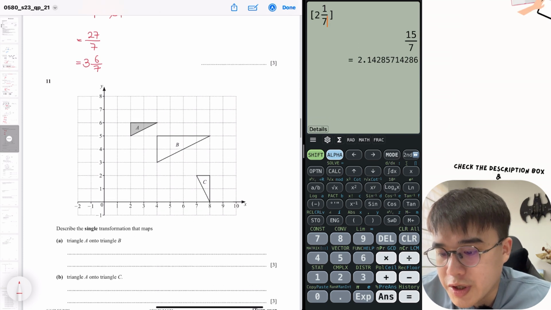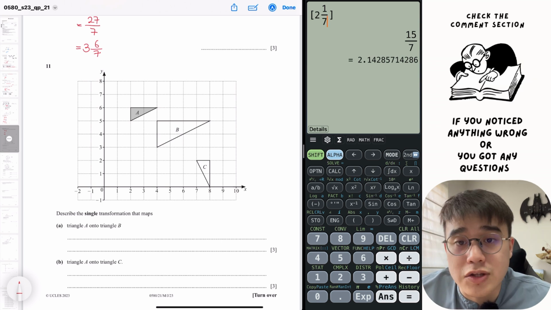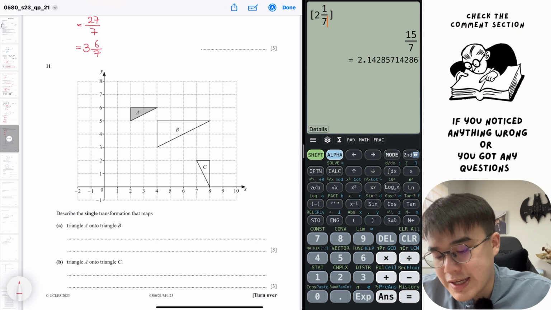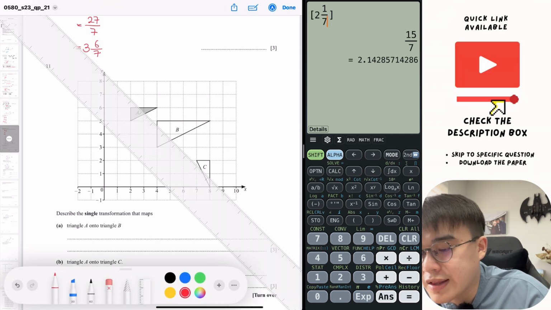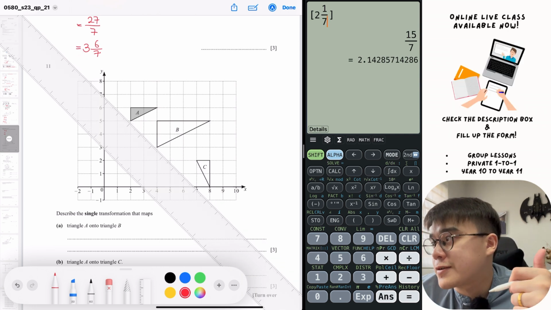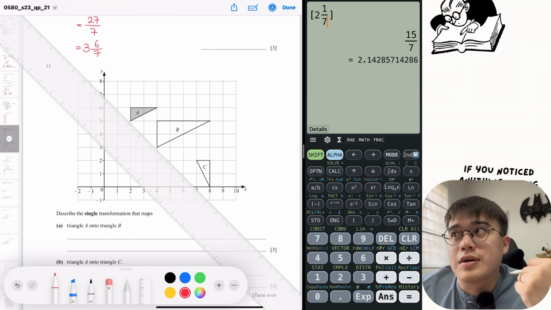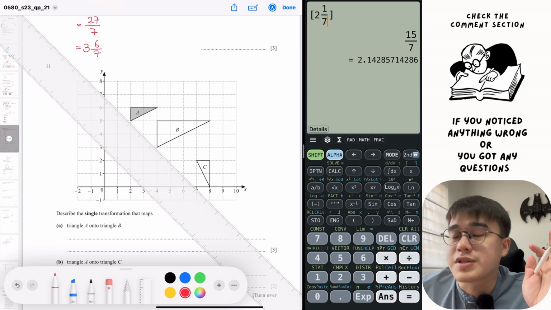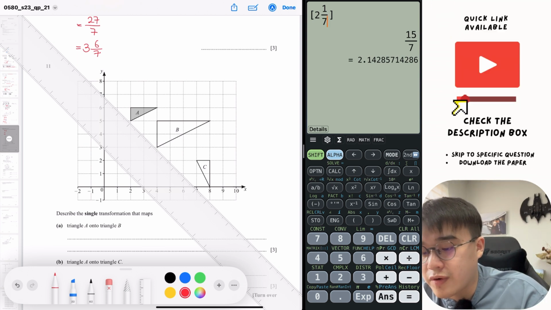Moving on to question 11. They want you to describe this single transformation. So triangle A into B, obviously it is an enlargement. Okay, so to find enlargement or to prove enlargement, you need a couple of things. You need the center of enlargement. You need the scale factor. These are the two keywords that they are looking for.